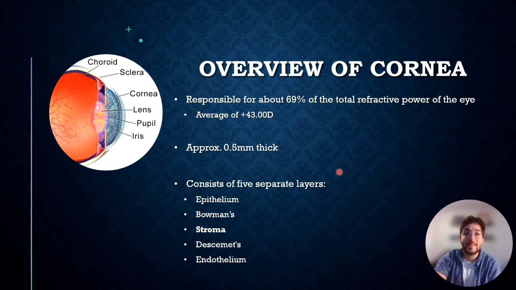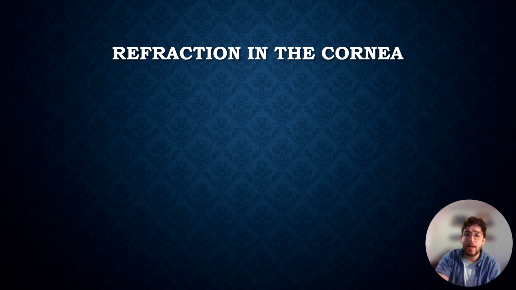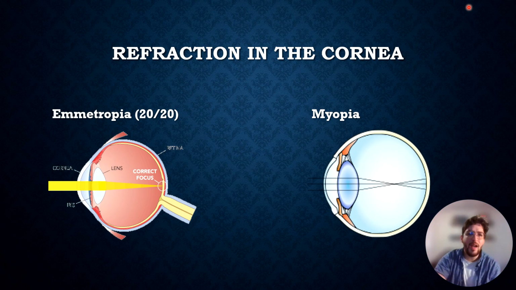And so it consists of 5 separate layers. From anterior to posterior, we've got the epithelium, Bowman's layer, the stroma, Descemet's membrane, and the endothelium. And for the purposes of LASIK, we're really only going to be talking about the stroma here. And so to talk about the stroma, we're going to talk about what refraction through the cornea is. And so I've got photos here.